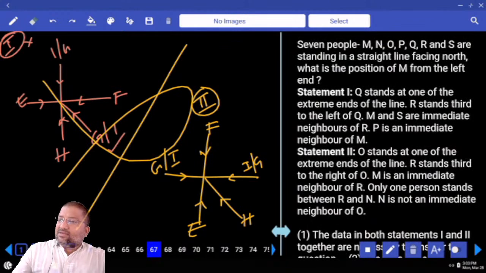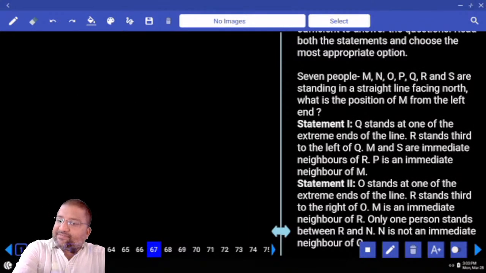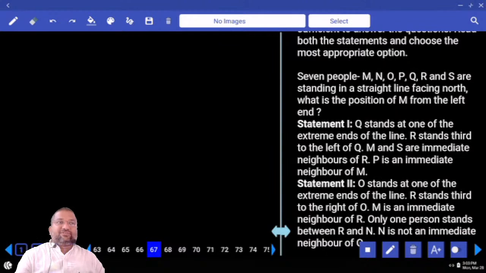Question 67. 7 people M, N, O, P, Q, R, S are standing in a straight line facing north. What is the position of M from the left hand? Total how many persons? 7 persons. We should find out the position of M from the left hand. Let's see once.